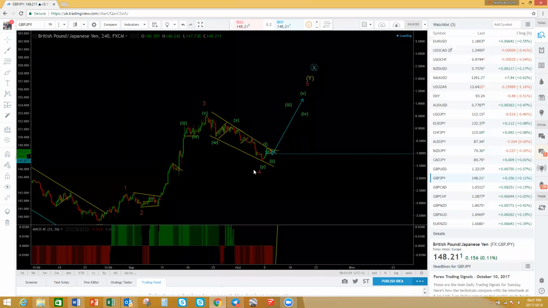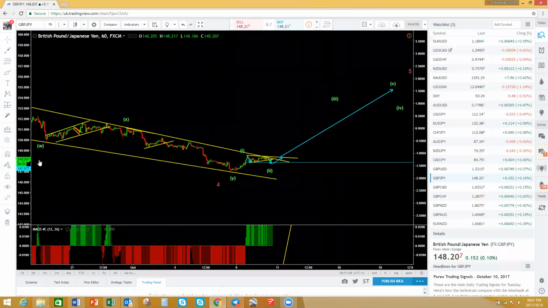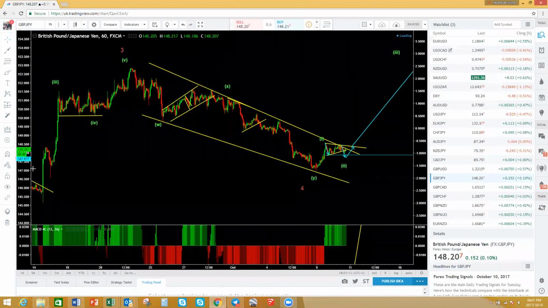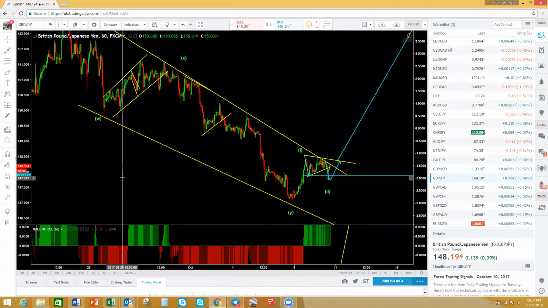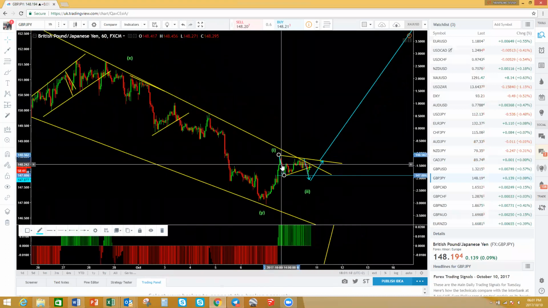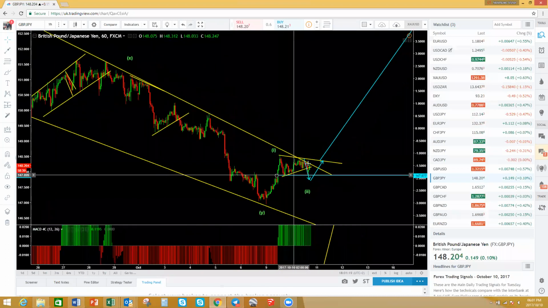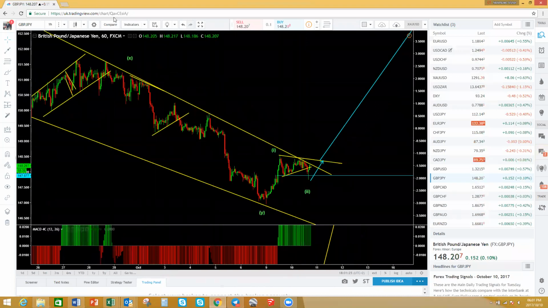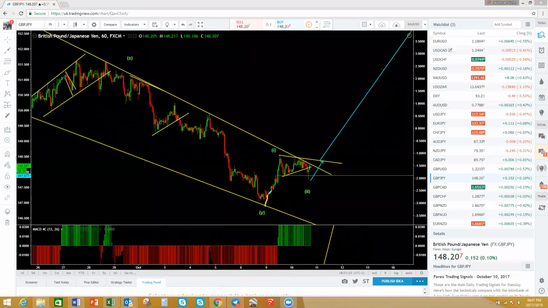So we get the correction up to wave 4, up to Y, and then we got the C impulse to the upside. It's coming now, just loading it up. You see that is the channel, the down channel that was happening. And then after the channel, we got this impulse. I'm on the 1 hour chart now. What happens after the impulse? We get this impulse to the downside.